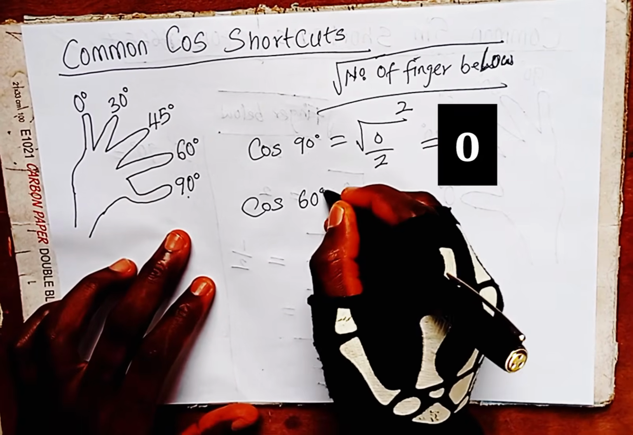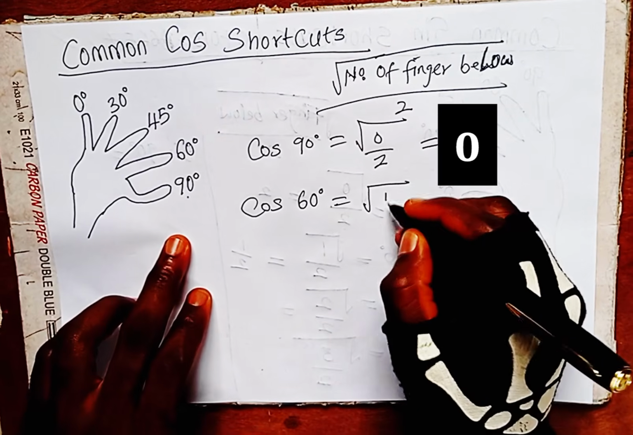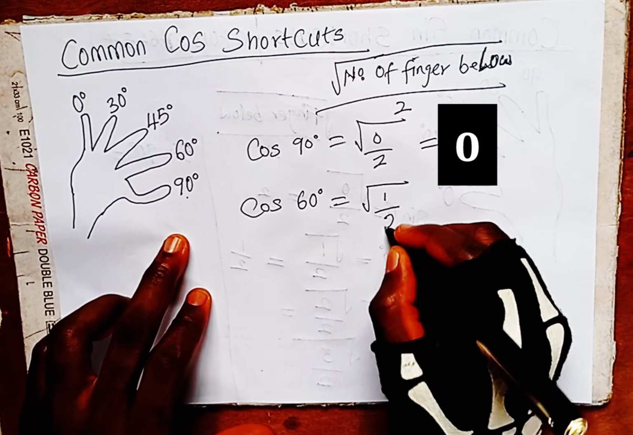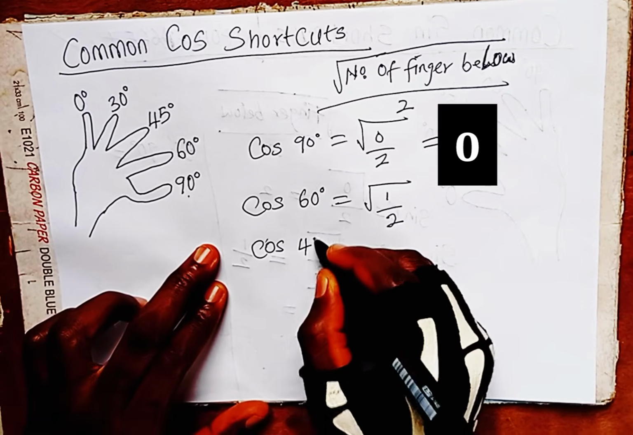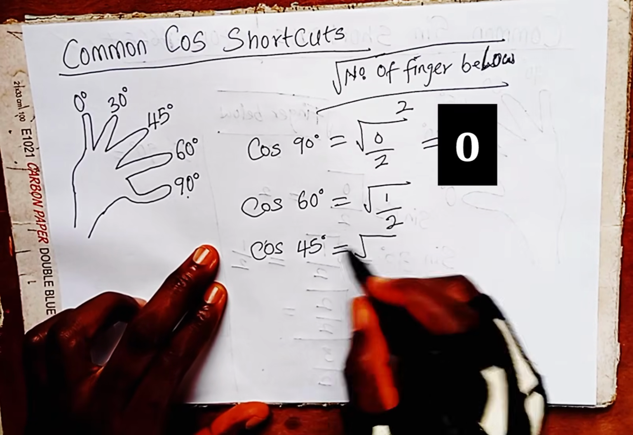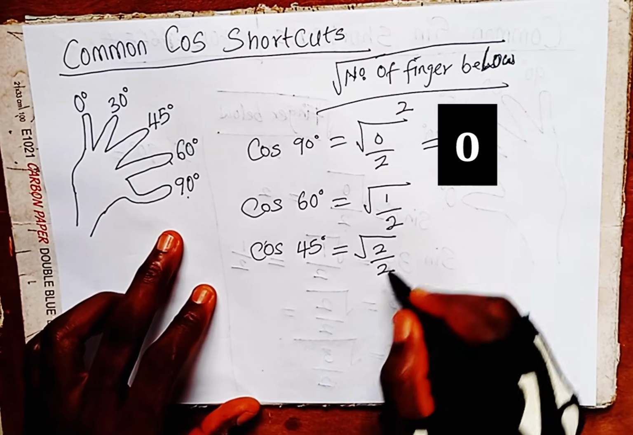The next is cos 60 degrees, equal to what? How many fingers do we have below? Root 1 over 2. The next we have is cos 45 degrees. How many do we have below 45? 1, 2. That's root 2 over 2. That's cos 45.